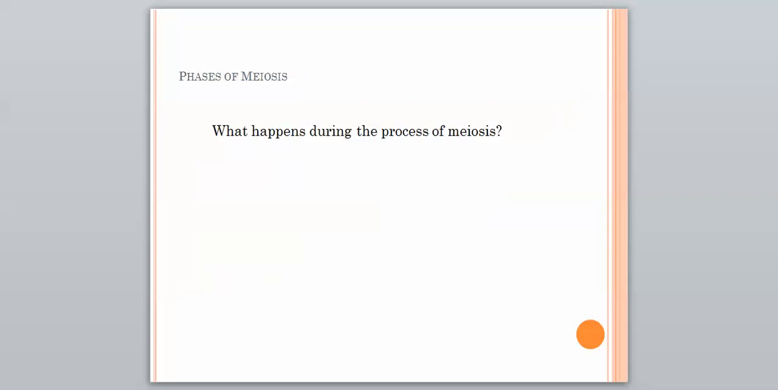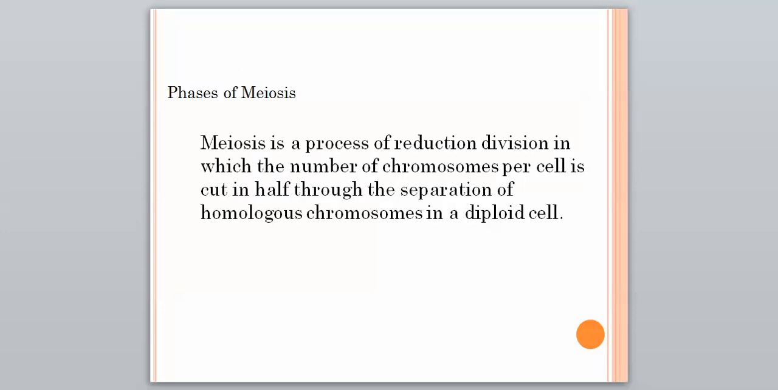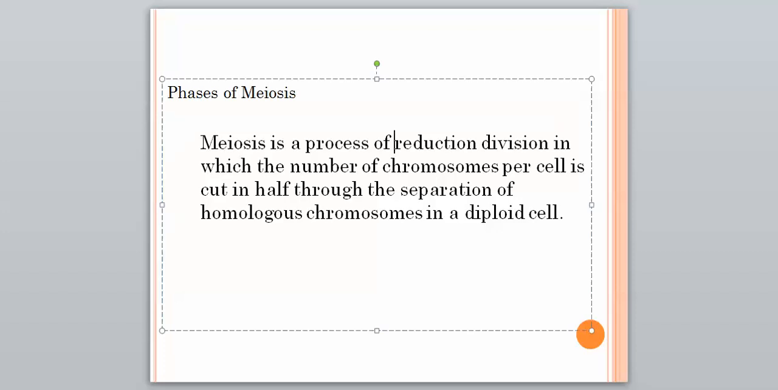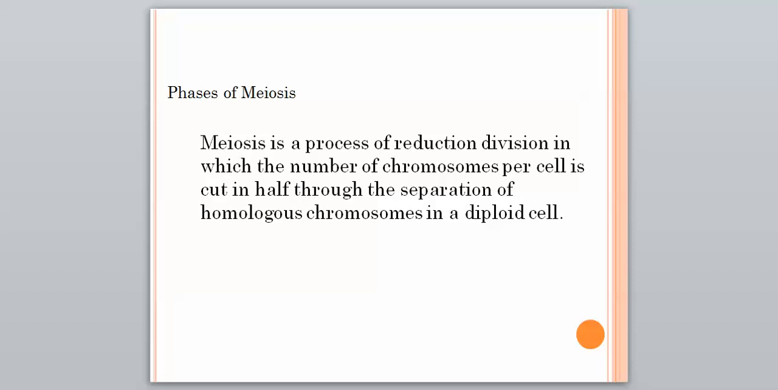So what happens during this process of meiosis? The definition first, for those that don't know it, which a lot of you in class say you have heard of before: meiosis is a process of reduction division. Reduction means things getting smaller. So reduction division is one in which the number of chromosomes per cell is cut in half through the separation of the homologous chromosomes in a diploid cell.